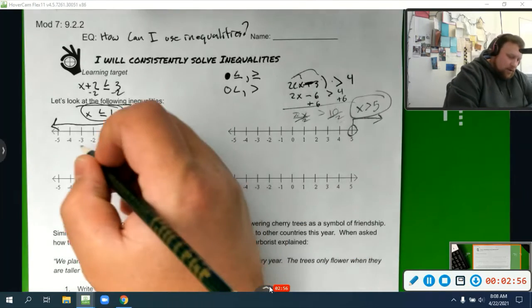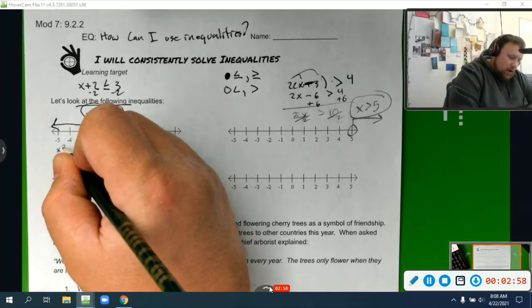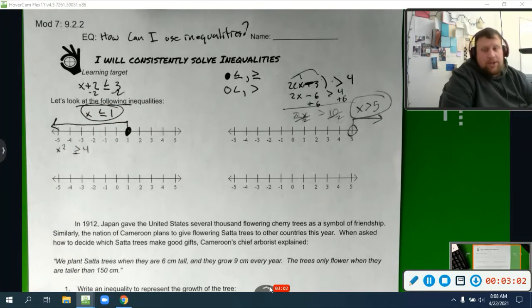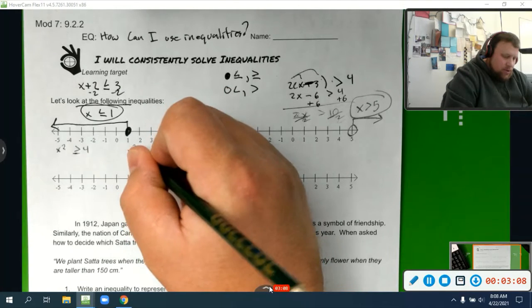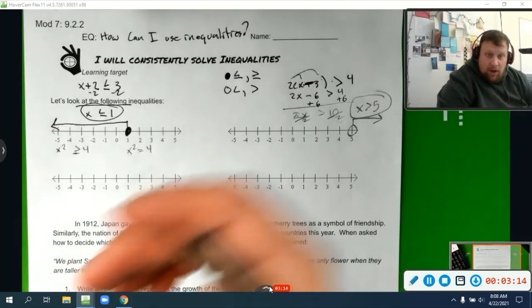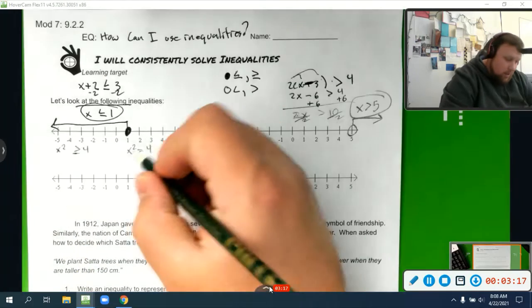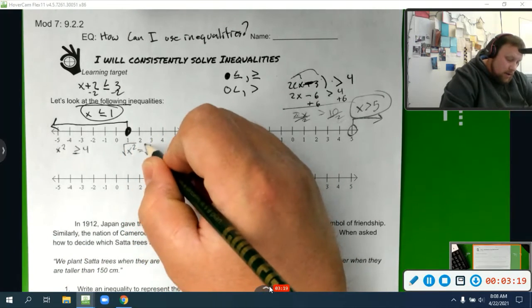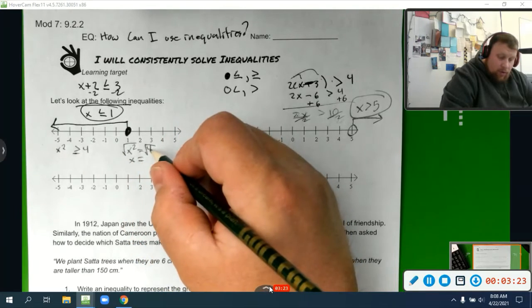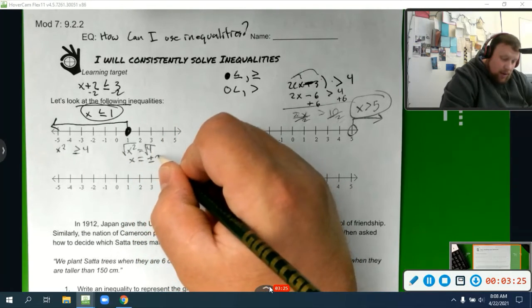Next one. This one's going to be kind of weird. I want to talk about this one. So this one is x squared is greater than or equal to 4. I want you to think about this. First of all, can you think of a number squared? Let's look at the problem x squared equals 4. Well, what number squared equals 4? Many of you are saying 2. If you didn't know, how do we undo a square? Square root, right? The square root of x squared is x. And the square root of 4 is plus or minus 2.